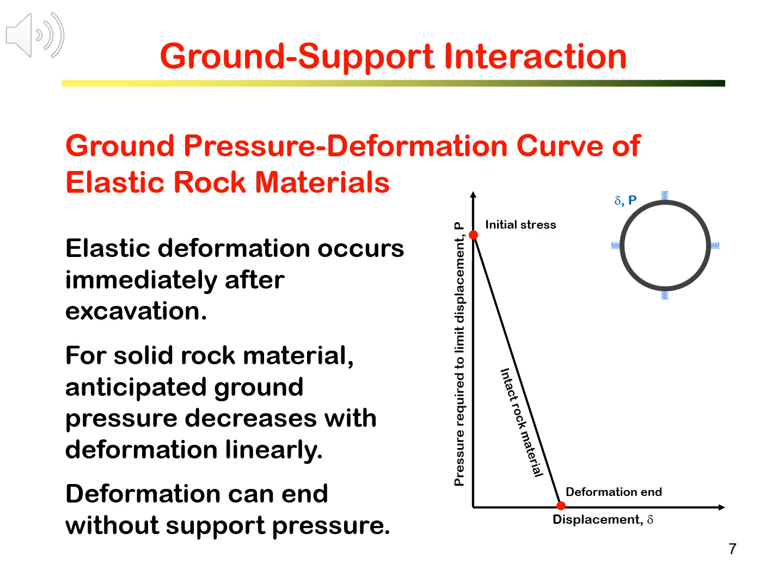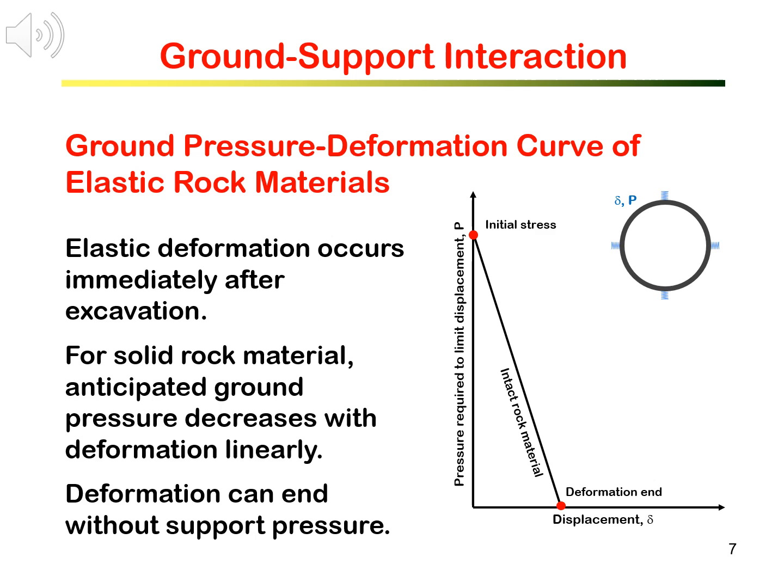For elastic and continuous materials, the ground pressure deformation curve is also elastic. That is, a straight line. This is basically the elastic deformation, and that occurs immediately after excavation. Therefore, for solid rock material, which behaves elastic and continuous, the anticipated ground pressure decreases with deformation linearly. Deformation can end without support pressure if the stress is not exceeding the material strength.